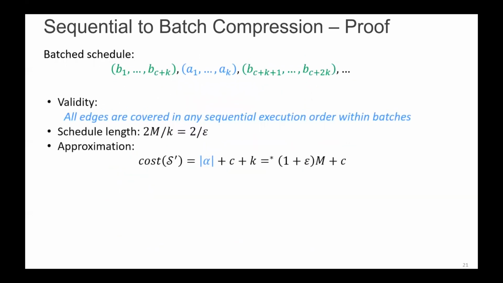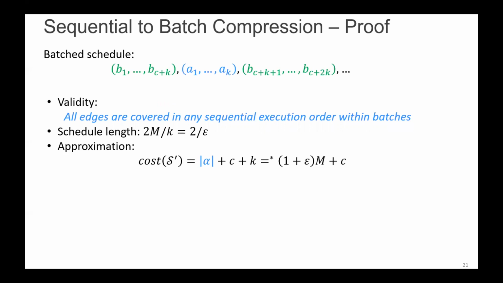So this is the schedule that we get in the end. To summarize, you have this compressed schedule, which always has all edges covered, even if the vertices within a batch are executed in any sequential adversarial order. As for the schedule length, each of these batches has size at least k, so we will just have the length of the original schedule divided by k.